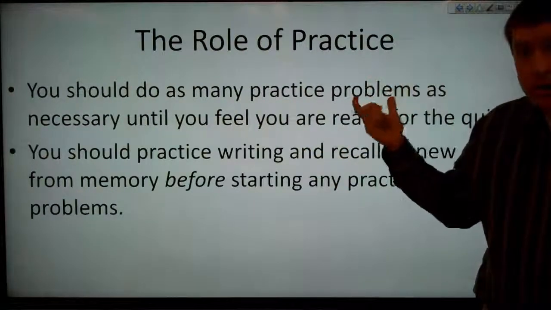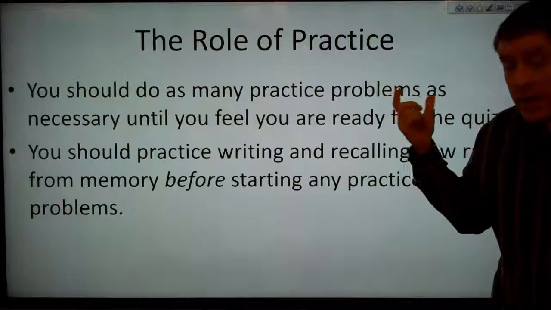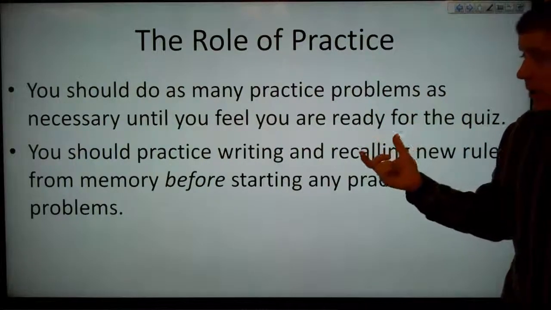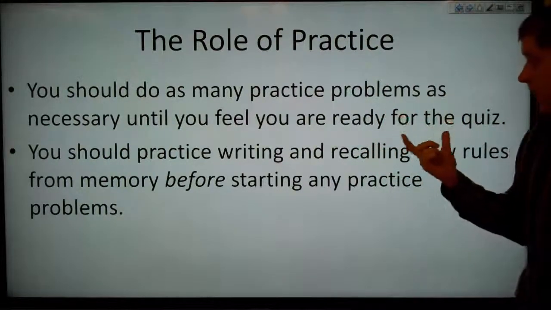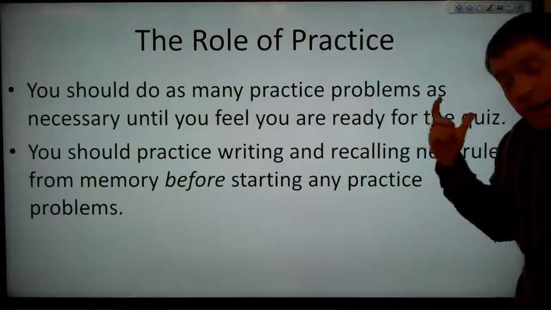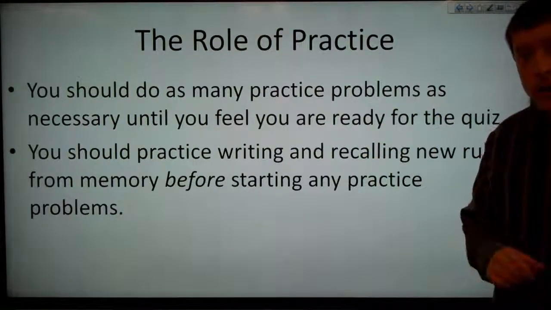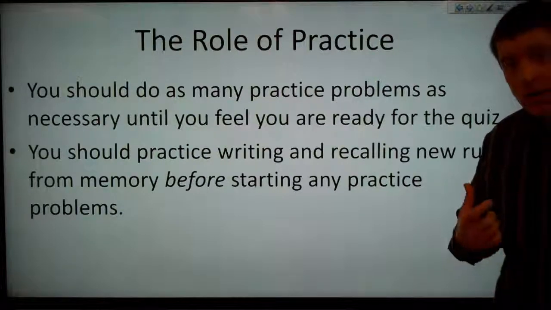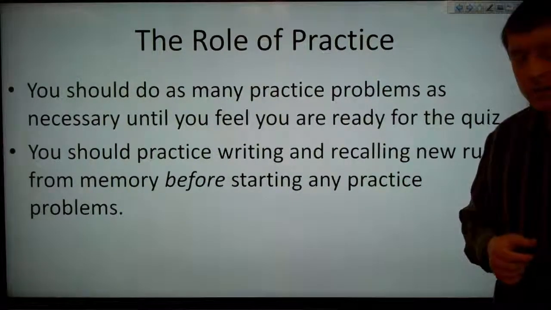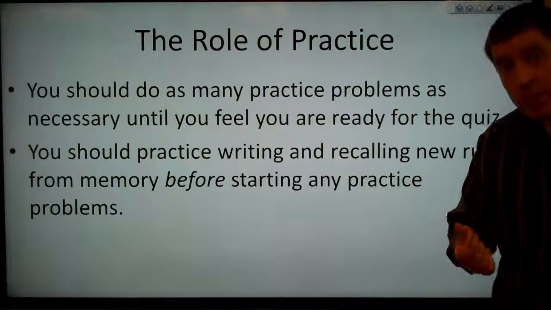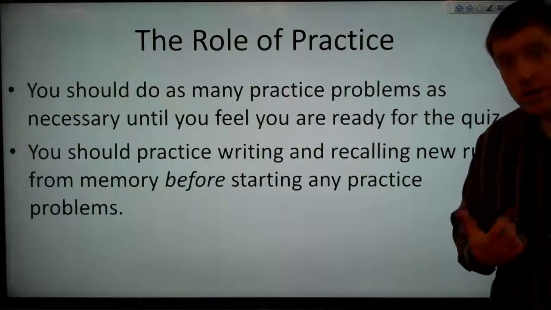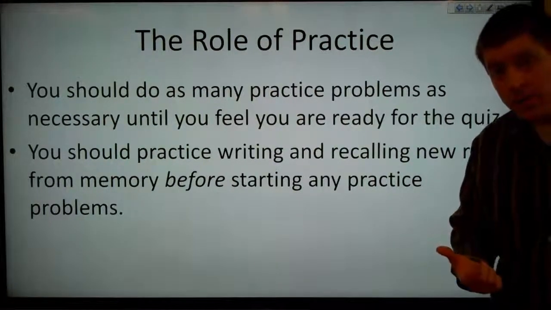Let's talk about practicing. You should do as many practice problems as necessary until you feel that you're ready for the quiz. If you're not confident about taking the quiz and know that you're going to get an A on it, then you need to do more practice. It's up to you to be able to determine whether or not you need to do more practice.